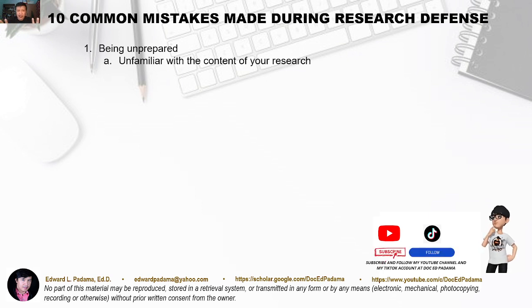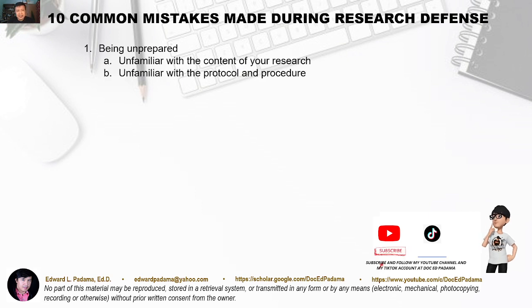You are already familiar with these parts, so make sure you review them, make sure you simulate them, make sure you face a mirror and try to simulate if you are already in front of the panel, how you would be able to answer them. Try to ask yourselves questions and then practice answering these questions in front of a mirror.